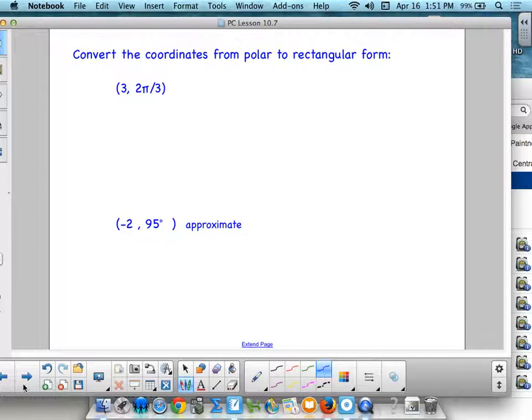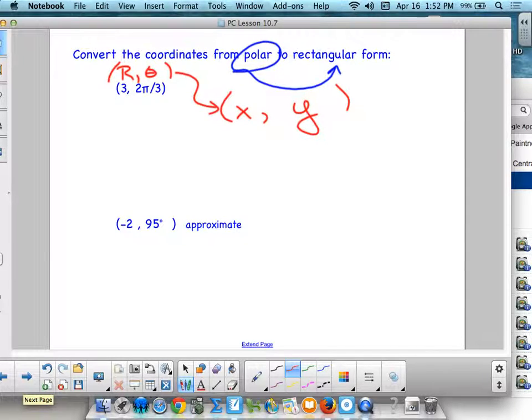Take this point, which is polar, by the way, and convert it over to rectangular. Here's r, here's theta, convert it to x comma y. And by the way, you might want to just kind of know where you're at. Where am I? I'm at 3, and then I'm at 2/3 pi. What's 2/3 pi? It's actually about 120, isn't it? Okay, so here's where I'm at, and you guys should know this.